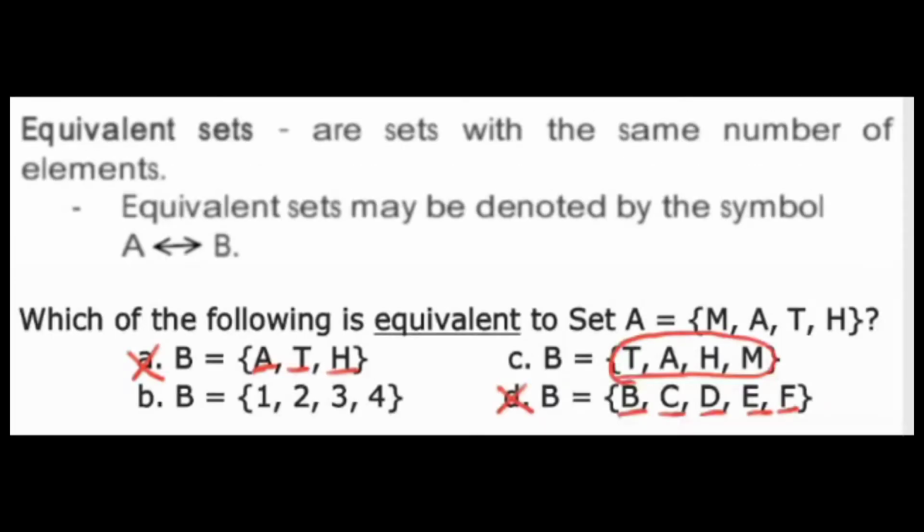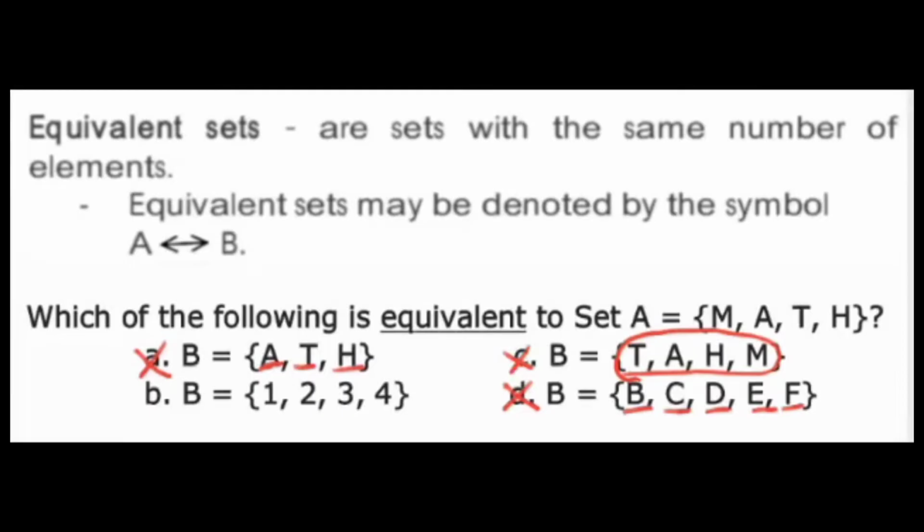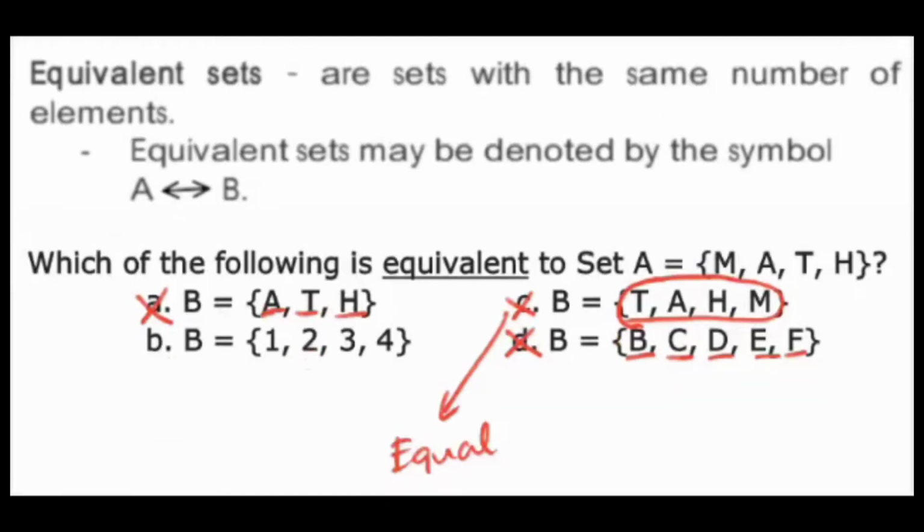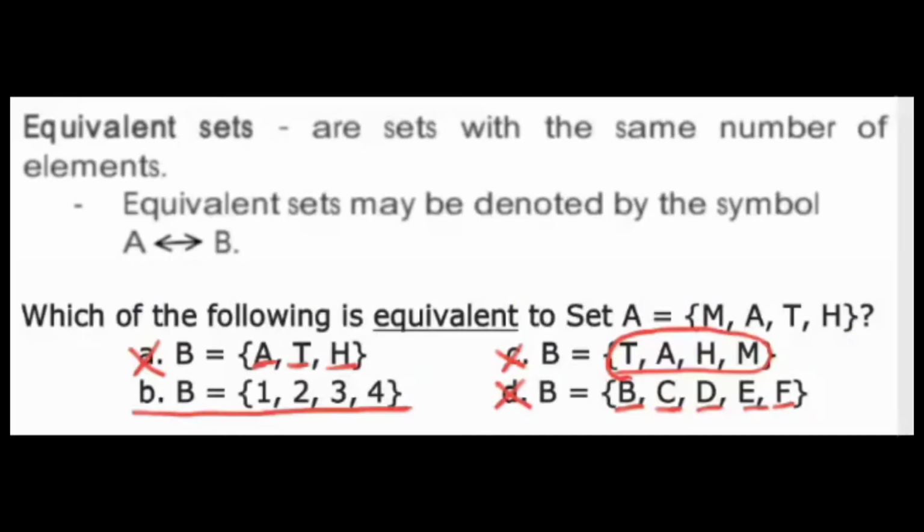Okay, how about letter C? So letter C, yes, letter C has 4 elements, P, A, H, M. But si letter C kasi, hindi pa rin natin siya considered as equivalent. Bakit? Kasi mas mataas ang relation ng letter C sa equivalent. Because the letter C kasi is equal. So, mas mataas ang relation niya sa ating given. So, ngayon, ang magiging answer natin dito is letter B.